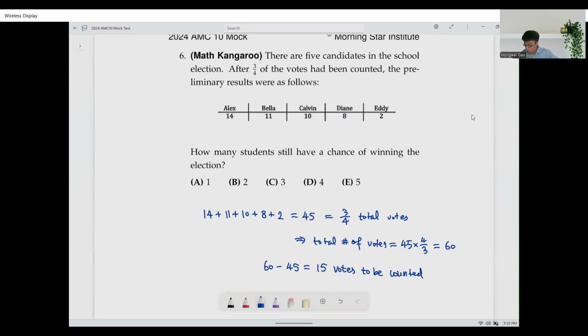If all 15 votes go to Eddie, Eddie will have 17 votes. That's still the highest number of votes. So we see that everyone has a chance to win this election. So the answer to this question is 5.